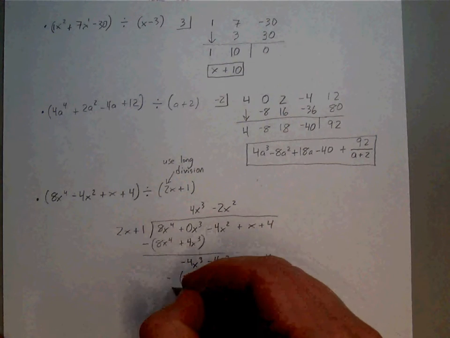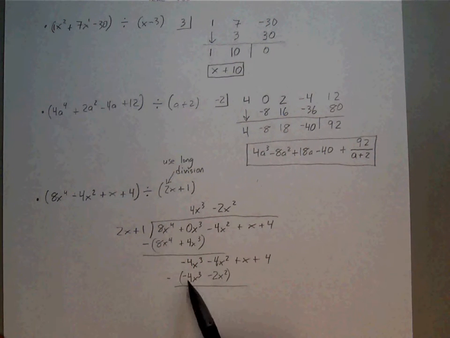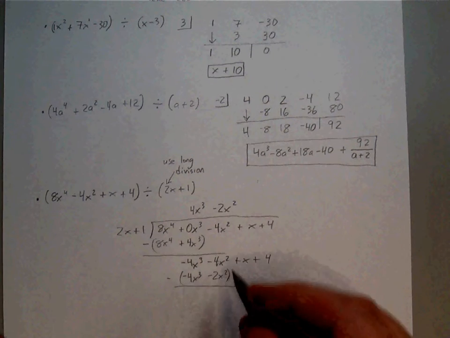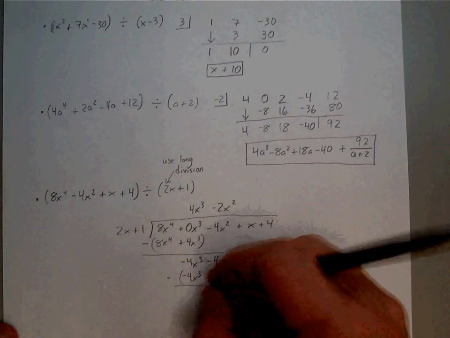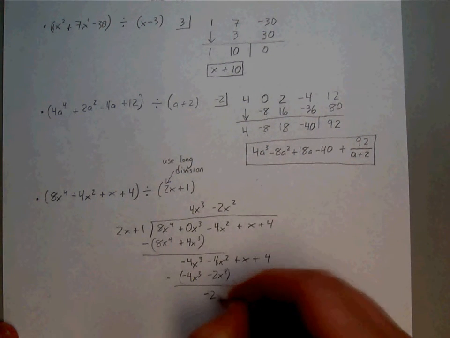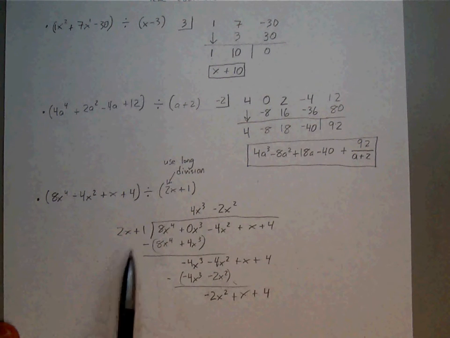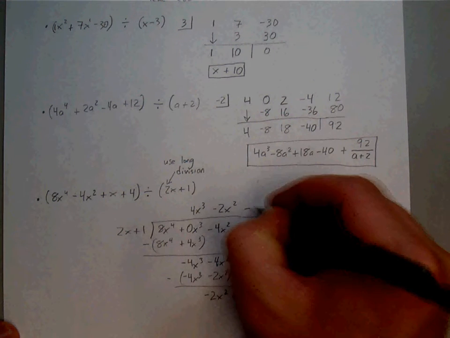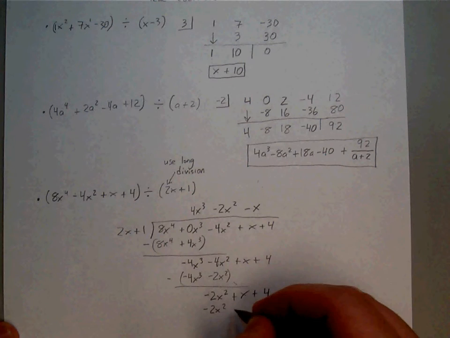I'm subtracting. Negative 4x cubed minus a negative 4x cubed is gone. Negative 4x squared minus negative 2x squared, that's like plus 2. Negative 4 plus 2 is negative 2. So I get a negative 2x squared, then drop the rest of the terms. Now 2x into negative 2x squared. Looks like I need to multiply it by a negative x. Distribute that. Negative 2x squared minus x.